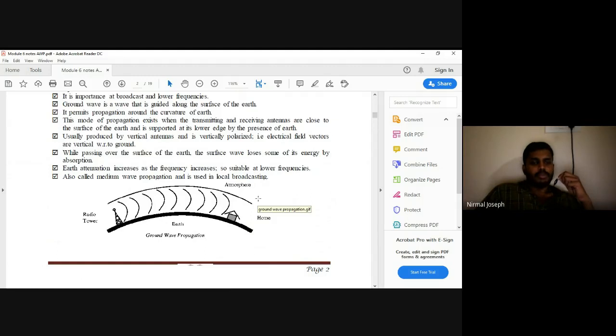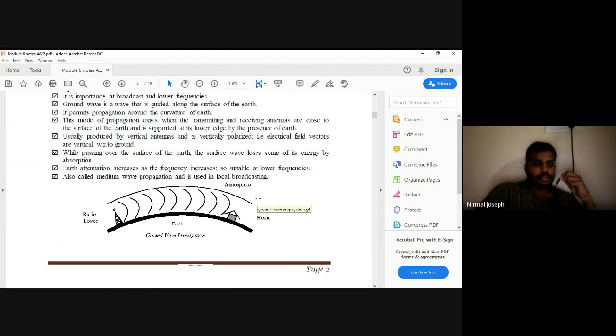It is usually produced by vertical antennas and is vertically polarized. So, what is the polarization of the wave? It is just the orientation of the electric field vectors in an electromagnetic wave. So here, vertically polarized waves are used. That means in the wave, the electric field vectors will vibrate vertically with respect to the ground.